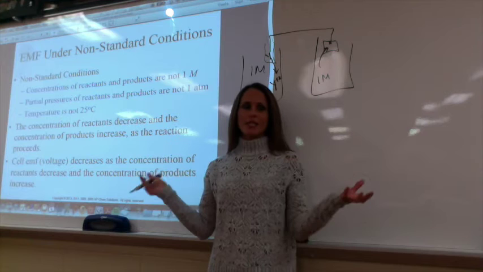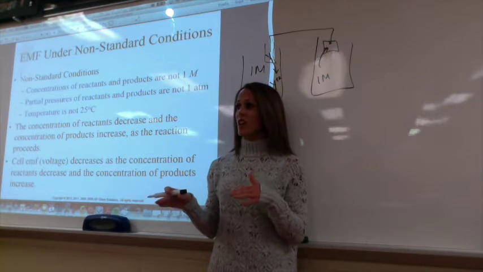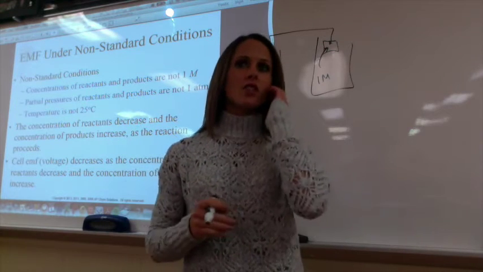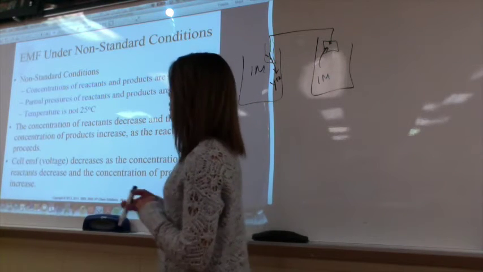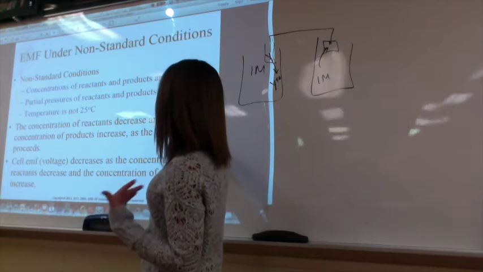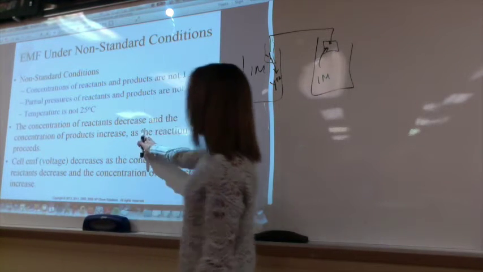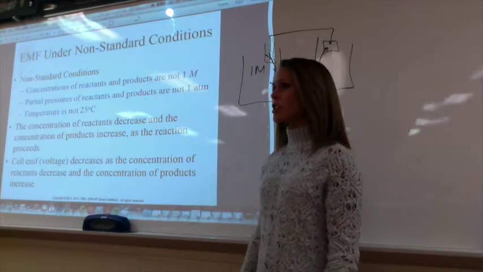Before the cell begins to operate, that's what the conditions were. The second the cell operates, conditions now change, and we have an increase and decrease in concentration at the opposite electrodes. So non-standard conditions mean that they are not 1 molar, partial pressures are not 1 atmosphere, and the temperature is not 25 degrees C. The concentration of the reactants decrease and the concentration of the products increase as the reaction proceeds.